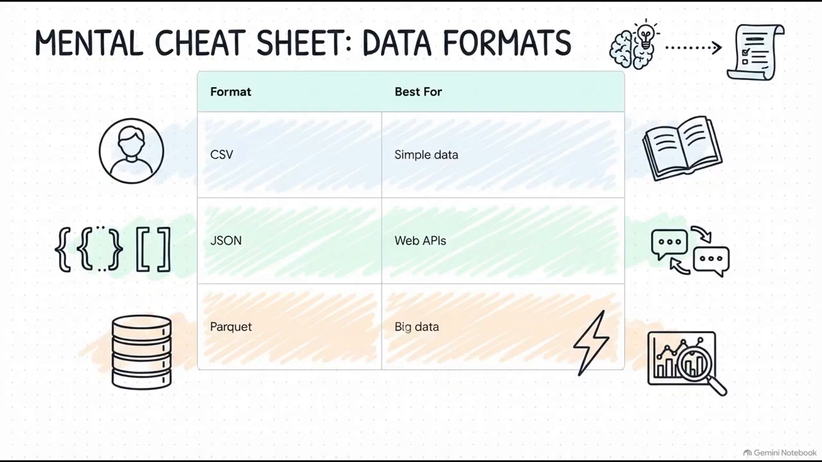So here is your mental cheat sheet to take away from today's explainer. Just remember this trio. CSV is simple and human-friendly. JSON is flexible and perfect for nested data talking between apps. And Parquet, that's your highly efficient powerhouse for large-scale analytics.